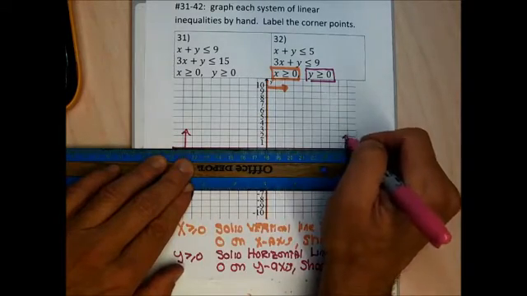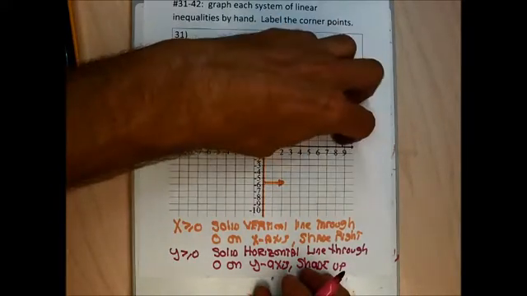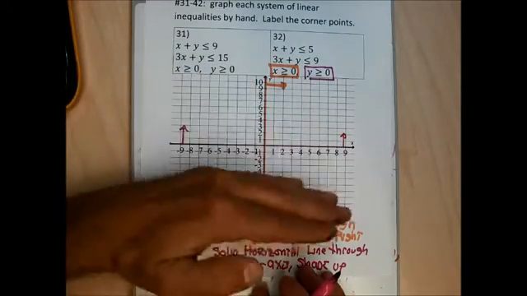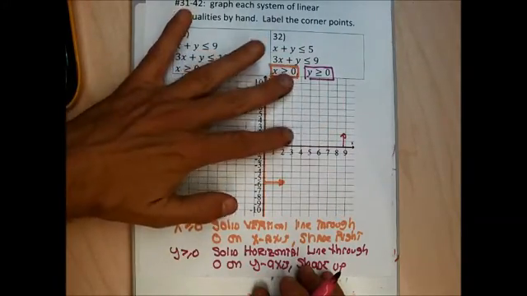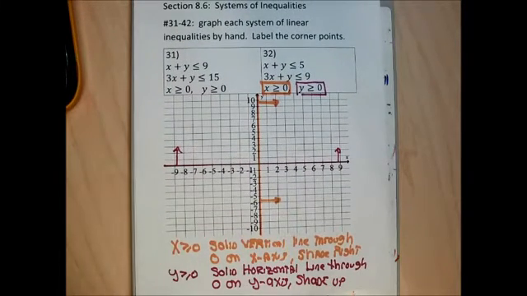If I was just doing those two inequalities, they overlap only in the first quadrant because I need to be to the right of the y-axis and above the x-axis. That's going to limit my shading to the first quadrant. All right, now for the other two.